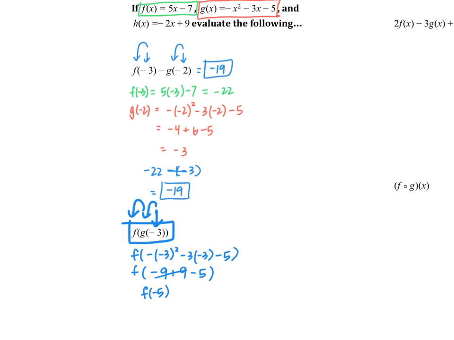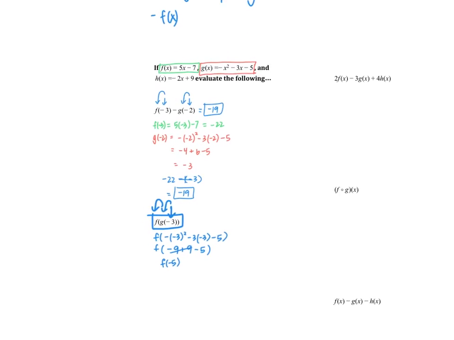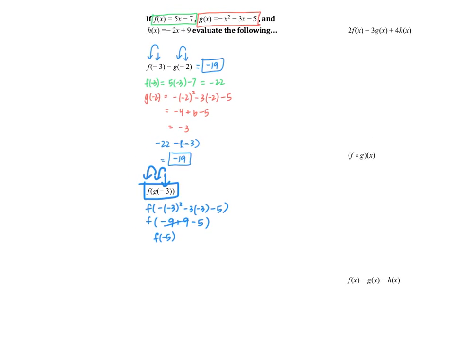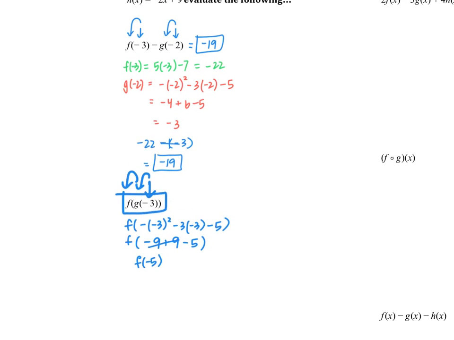Now, if I look up here, I'm using that same f function. So when I look at that, I've got 5x minus 7 is f of x. So I am going to say this is equal to 5 times negative 5 minus 7, which would be negative 25.